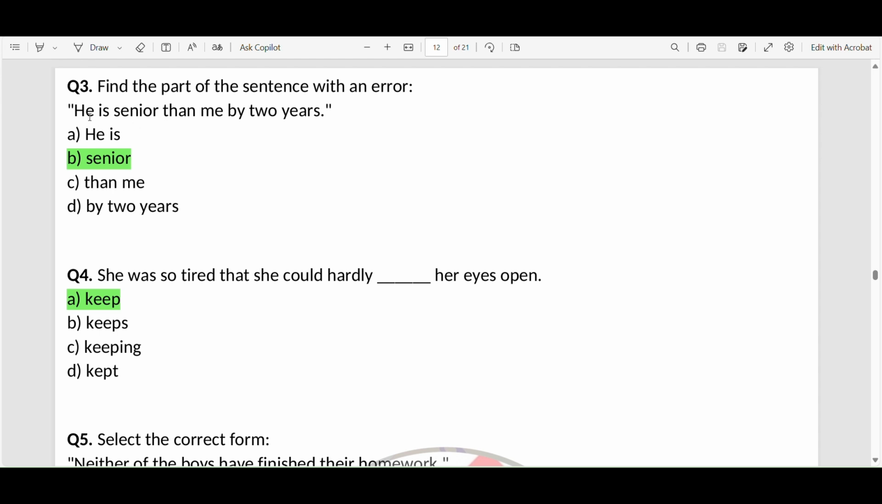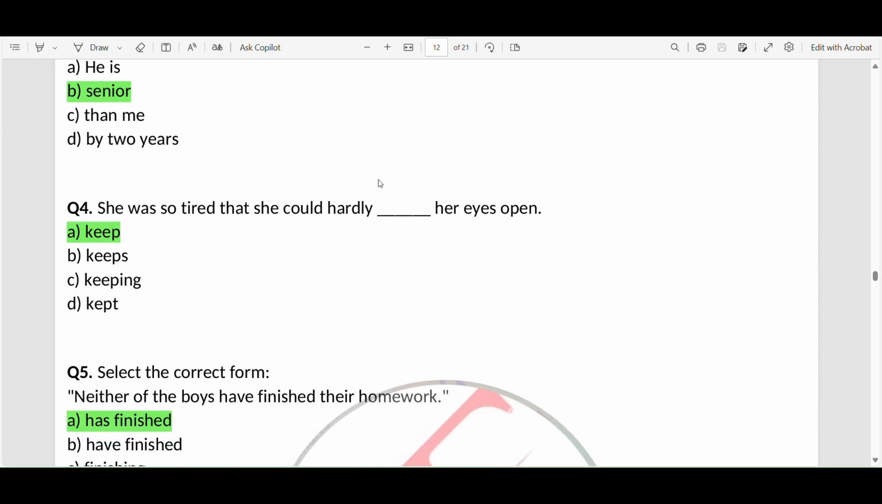When you see this, he is senior than me, senior than me should not be used. You can use senior to me or older than me, but senior than me is not the correct one. So the error is at senior.